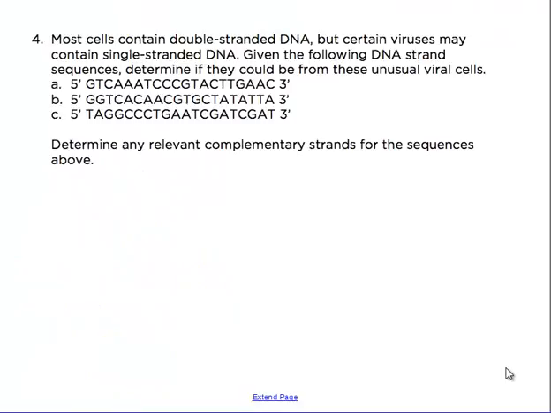Problem 4. Most cells contain double-stranded DNA, but certain viruses may contain single-stranded DNA. Given the following DNA strand sequences, determine if they could be from these unusual virus cells.